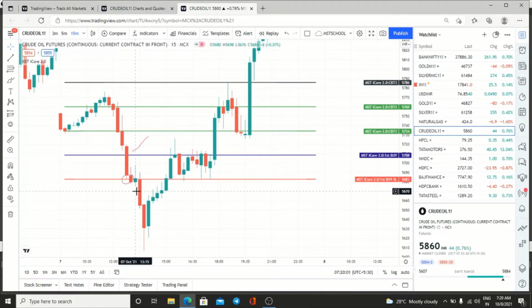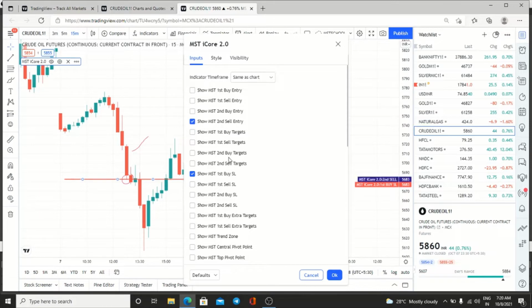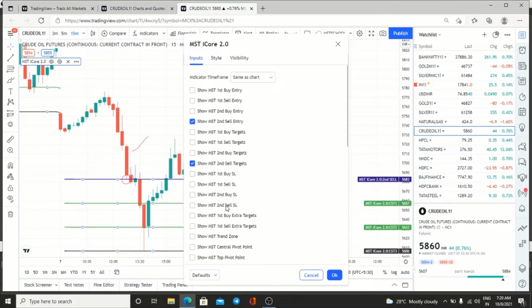Now the SL hit. If the SL hits in the first buy or first sell, immediately we have to go for a reverse entry with double the lot. If you had taken only one lot in the initial trade, then you have to take two lots. If you have taken two, you have to take four. So whatever lots you have taken, you have to double it. Now you have to enable second buy, second sell, so second sell targets and second sell SL.